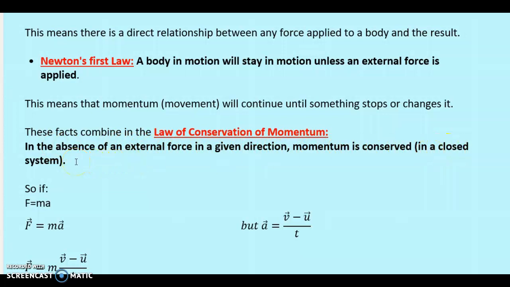What are we talking about here? If you have a ball that is rolling along a floor, and a force hits it from the side, the ball will respond by moving to the side, by being deflected. However, you can look at the first law, where a body in motion will stay in motion unless an external force is applied, so the movement is still going to keep going because there's nothing to stop it. And a closed system means that there's nothing external influencing it.